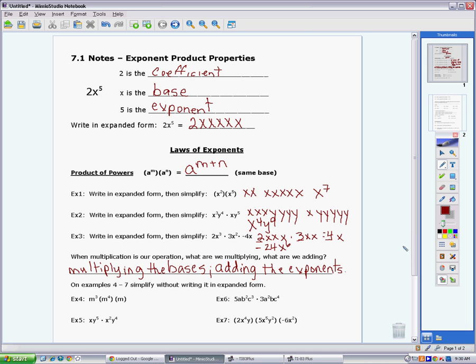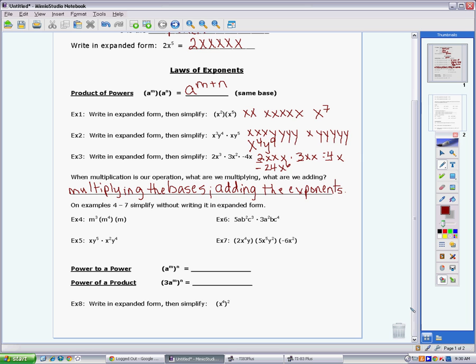Okay, on examples 4 through 7, simplify without writing it in expanded form. Okay, so example 4, I'm going to take my exponents. All my bases are m, so then I just add my exponents. I get 3 plus 4 is 7, and this one becomes a 1. 7 plus 1 is 8, so I get m to the 8th power.